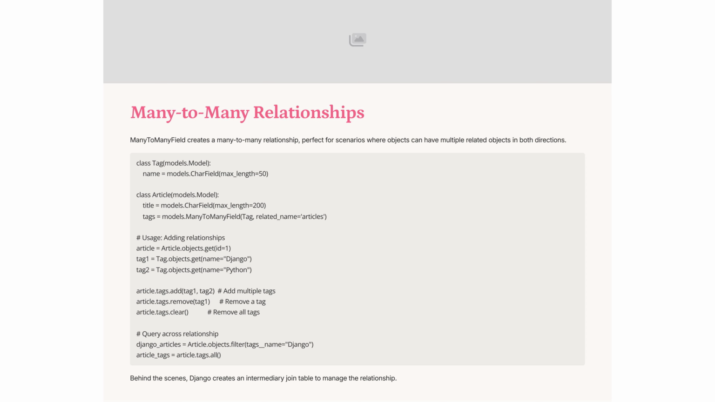Many-to-many field in Django allows objects to have multiple related objects, like articles and tags. You can add or remove tags using methods like add, remove, and clear. Querying is seamless. For instance, filter articles by tag name. Django manages these relationships with an intermediary join table, ensuring efficient data handling.